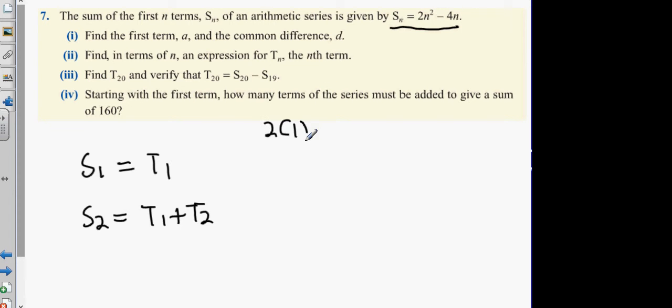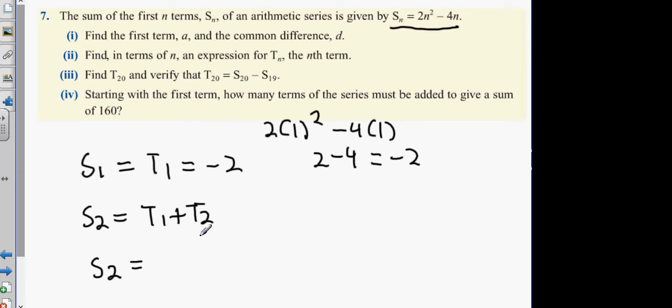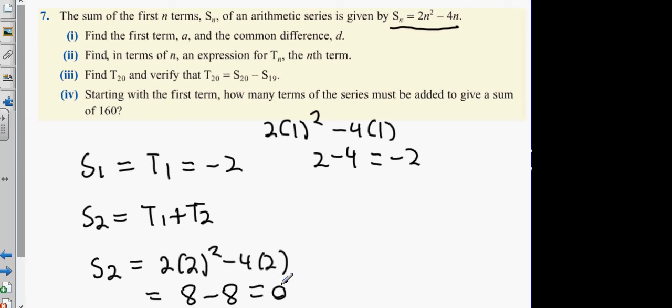2 times 1 squared minus 4 times 1. 2 minus 4 equals minus 2. This means S1 is minus 2, which means T1 is minus 2. After that, you're going to find out what S2 is. S2 is going to be, replace all n's with 2. So 2 times 2 squared minus 4 times 2. That gives me 8 minus 8, which is 0.